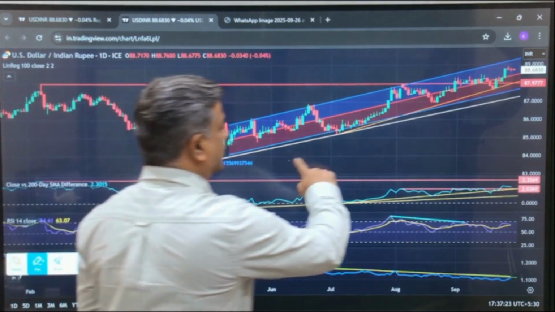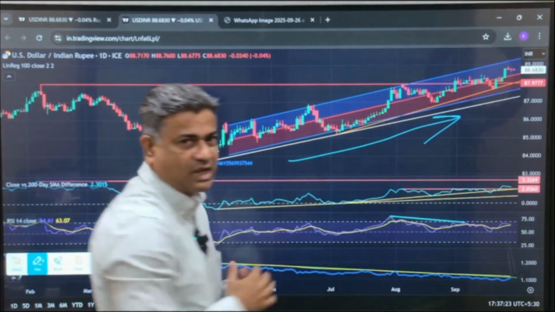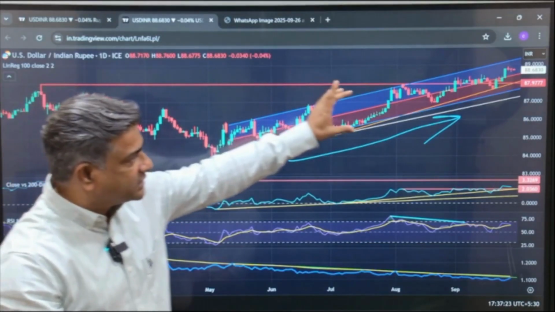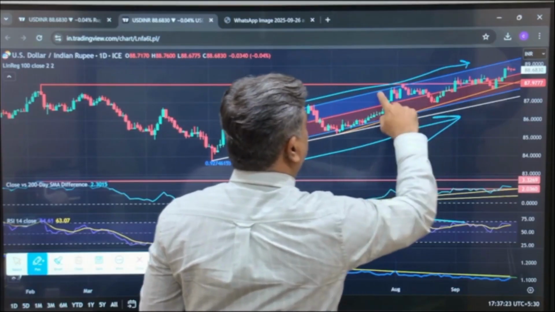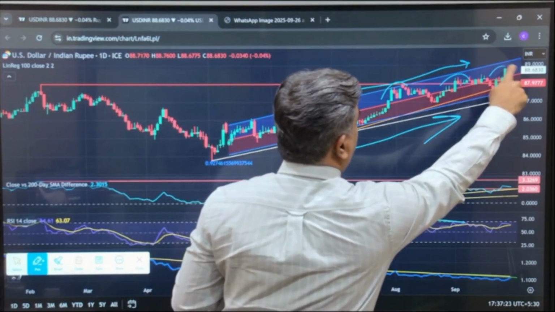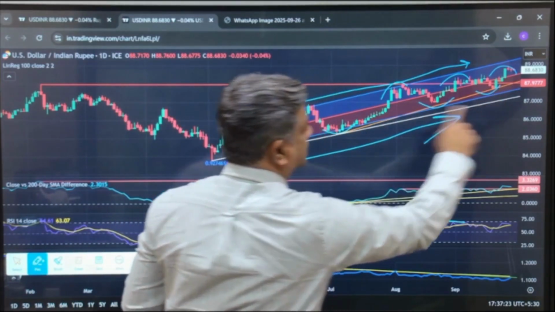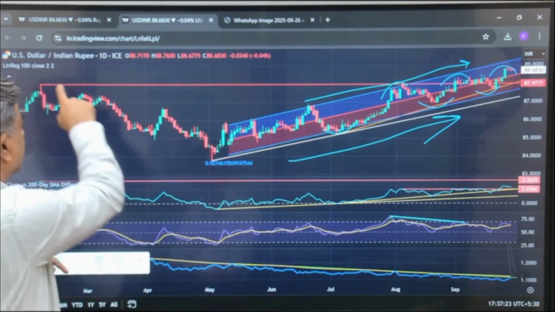Okay, it's a very clear-cut uptrend. If you look at this linear regression channel, the prices are moving within that channel, and it's a very clear-cut uptrend. The highs are getting higher. The lows are also getting higher. Very clear-cut uptrend.